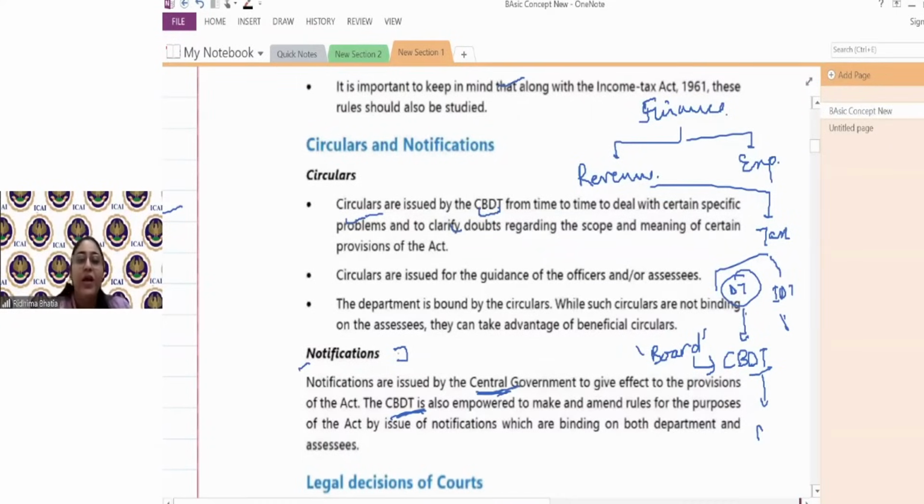Wherever act में लिखा हुआ है as notified, there would be places it would be written. That means there is some notification for it or there is some notification that would come for it. Okay. Central government can also issue notifications. CBDT can also issue notifications, but circulars are issued by CBDT only. Okay.